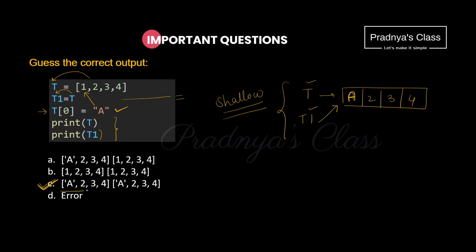This is the first list T and this is the second list T1. Both the variables are pointing to the same list. If we change the element in the original list, it will get reflected in the copied one too. But this is not the case with the deep copy. Two different lists will get created in different memory locations.